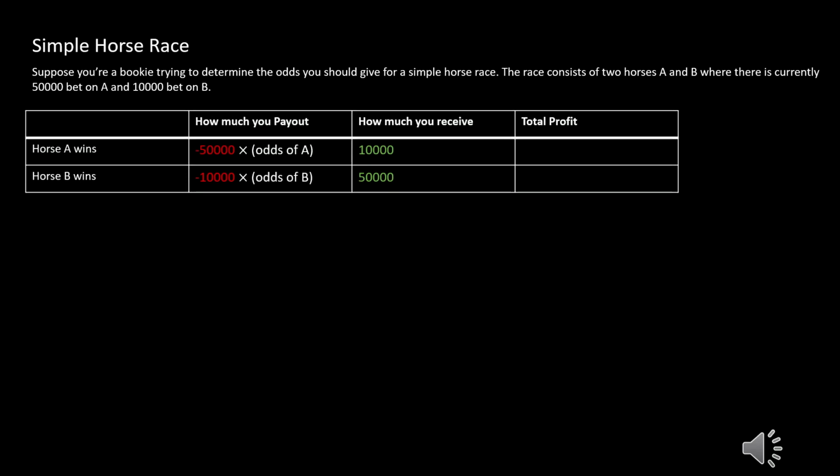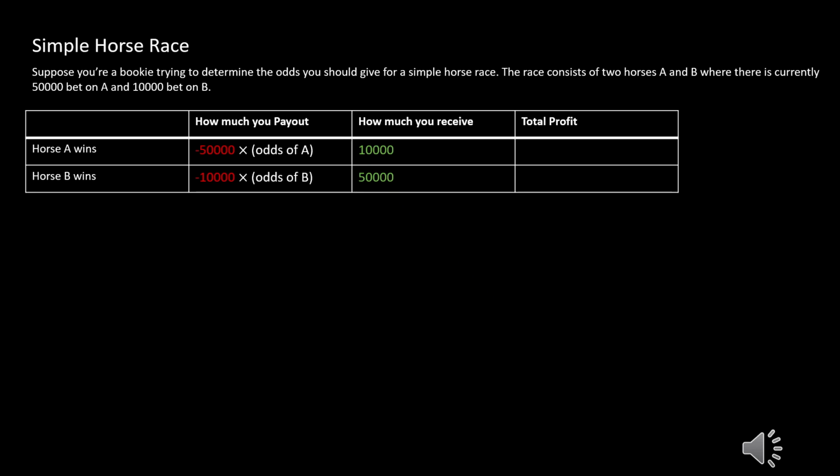Let's first consider the simple example of a horse race. So suppose you're a bookie trying to determine the odds you should give for a simple horse race. The race consists of two horses, A and B, where there is currently 5,000 bet on A and 10,000 bet on B. Looking at the payouts, we will see that if horse A wins, we'll have to pay out 50,000 times the odds of A, and we will receive 10,000. And if horse B wins, we have to pay out 10,000 times the odds of B, and we're going to receive 50,000. The problem is, we don't know the odds of either.